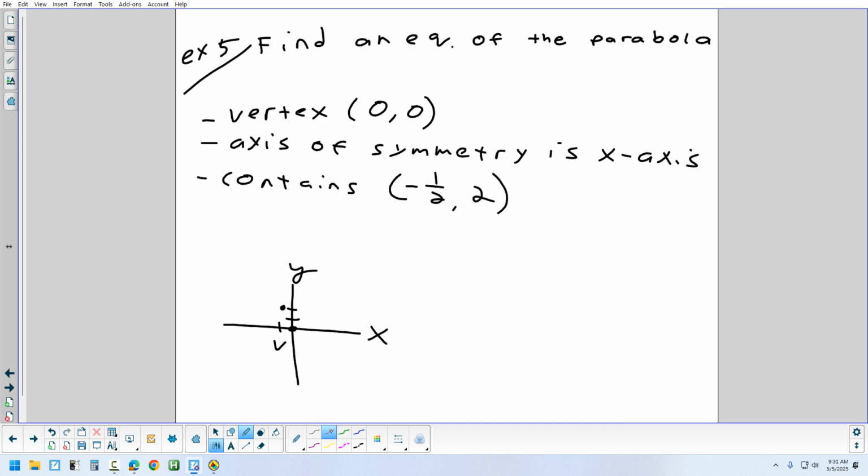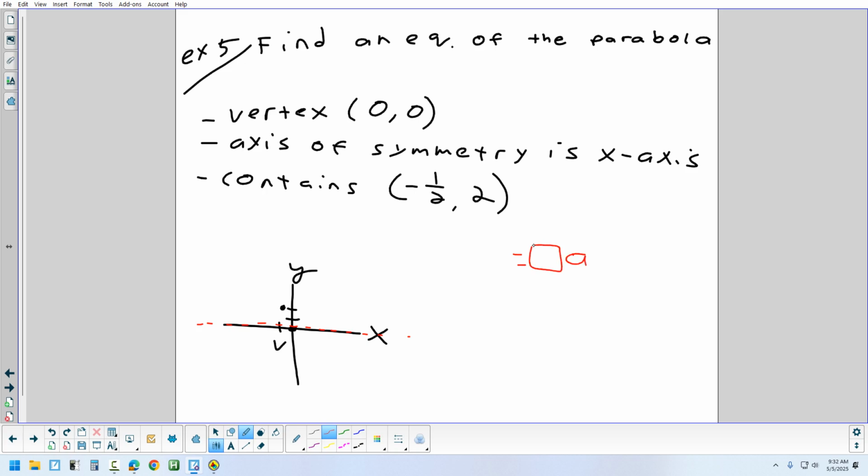All right. Axis of symmetry is the x-axis. Knowing that's the axis of symmetry, what does that tell me about the parabola? It tells me a little bit about it. Yeah? It has to open left or right. It's got to do one of those two things. It cannot open up or down. All right. If I know that it opens left or right, I can start to think about my equation a little bit.